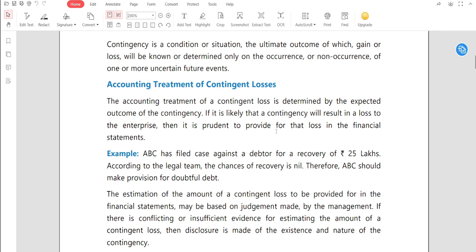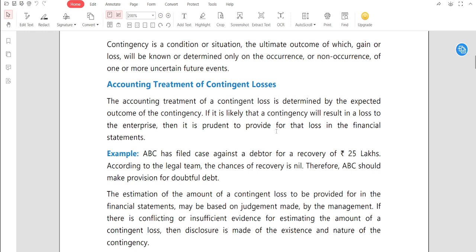Please open your book, take a pencil and mark it. ठीक है sir, the accounting treatment of contingencies: contingent loss is determined by the expected outcome of the contingencies. Definitely, what will be the result, based upon which we do the accounting treatment. If it is likely that the contingency will result in a loss to the enterprise, then we should provide for the loss in the financial statement.